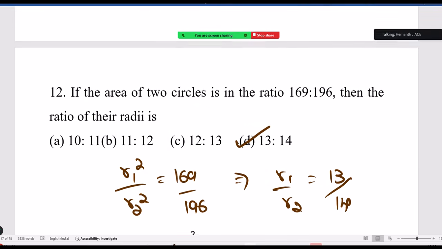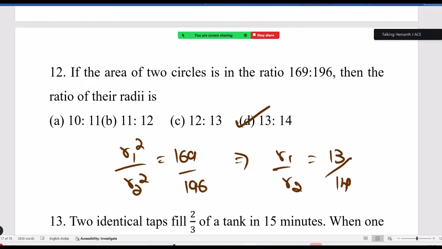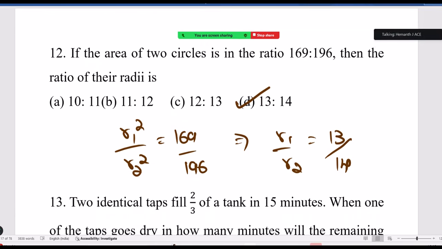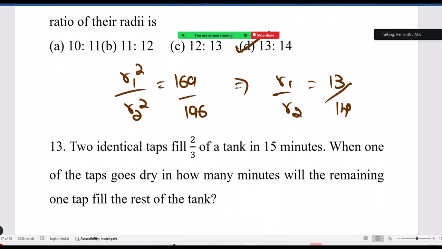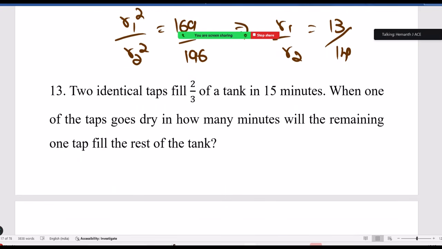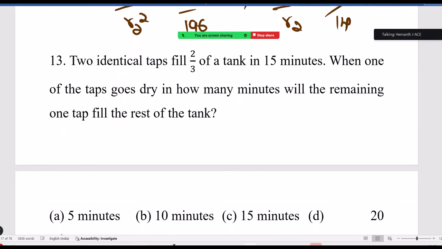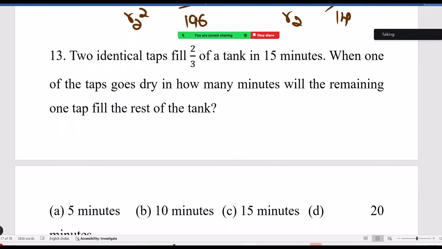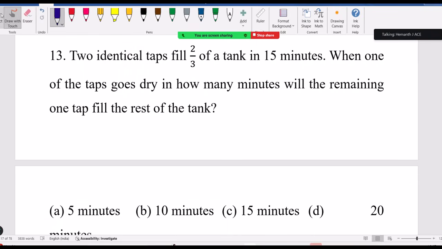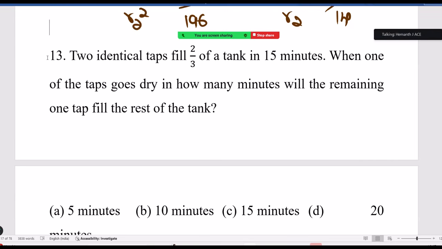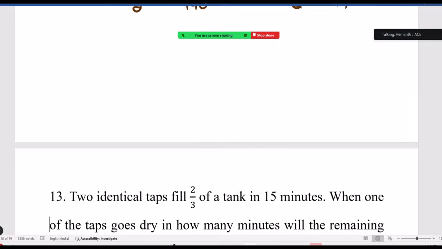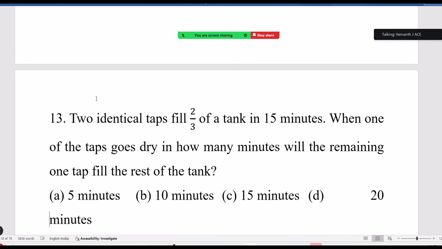Now let us see the next question here, 15th question. This question is pipes and cisterns related. Two identical taps fill 2/3 of the tank in 15 minutes. One of the taps goes dry. In how many minutes does one tap fill the rest of the tank? Two taps filled 2/3 of the tank in 15 minutes. Still 1/3 of the tank is yet to fill. Now only one tap is available.